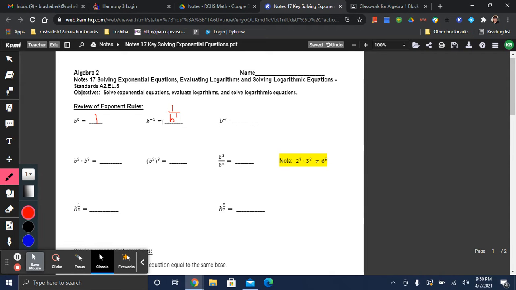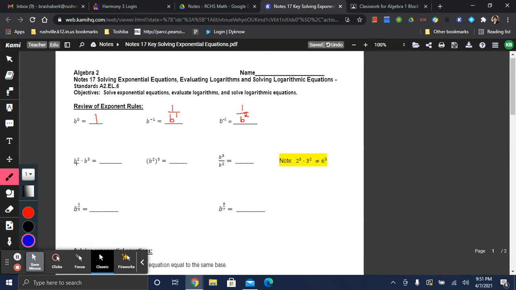So 1 over b to the first would be equal to b to the negative 1. B to the negative 2 would be 1 over b to the positive 2 power. So again, the base goes to the denominator and the exponent becomes positive. Then we'll review some exponent properties.